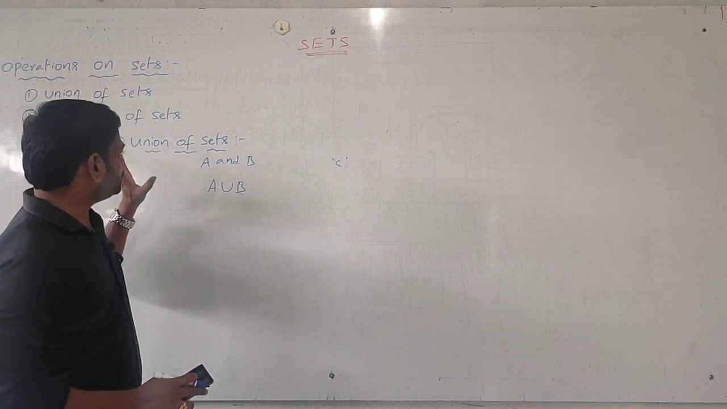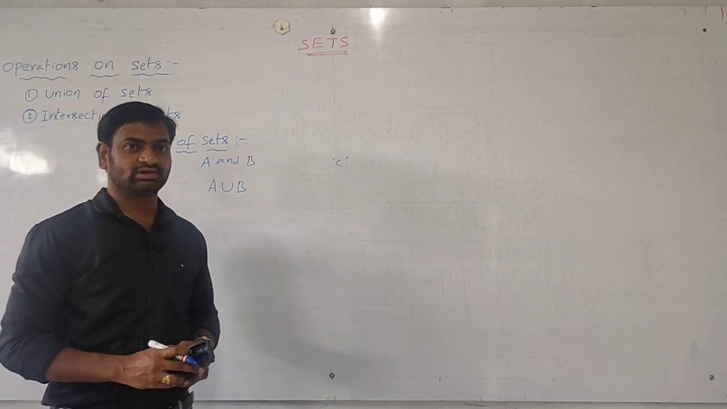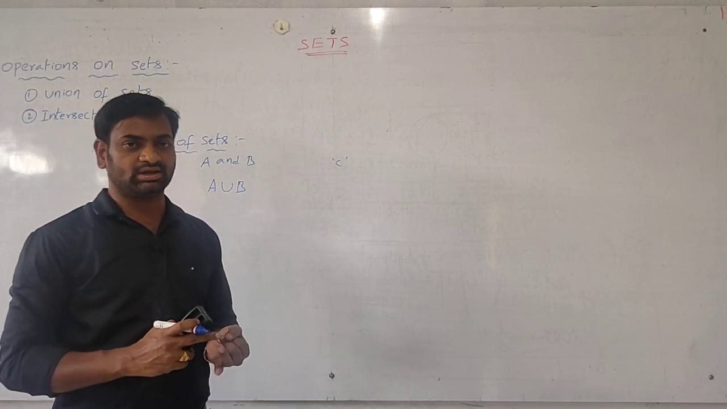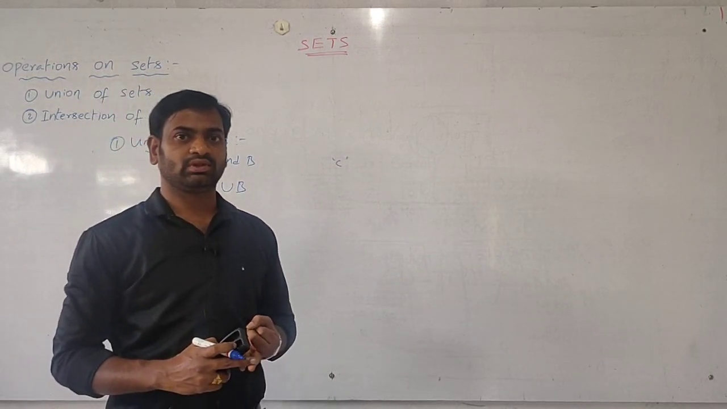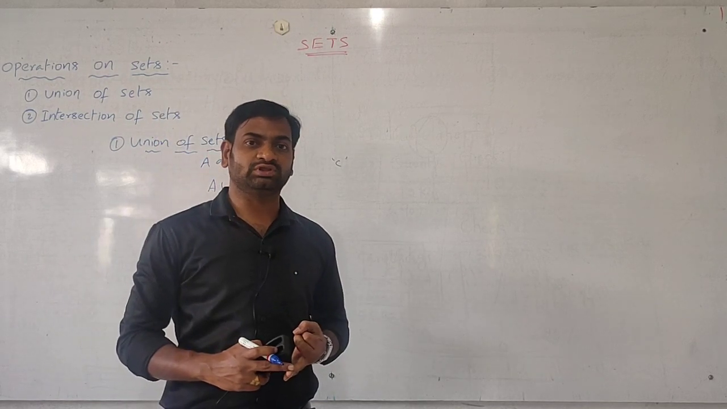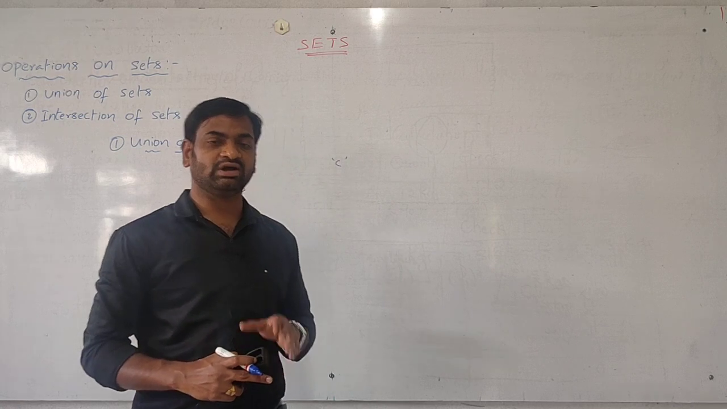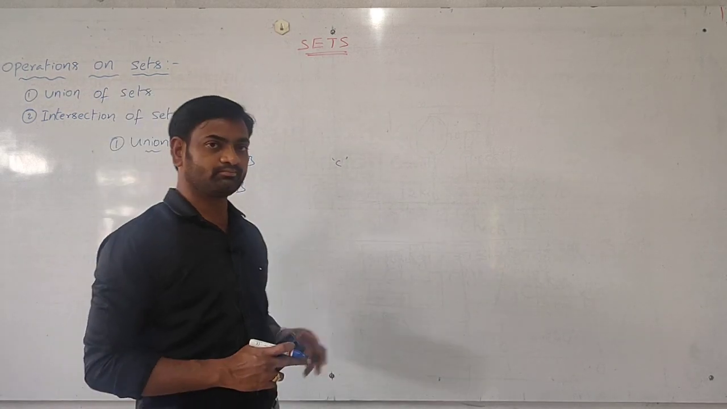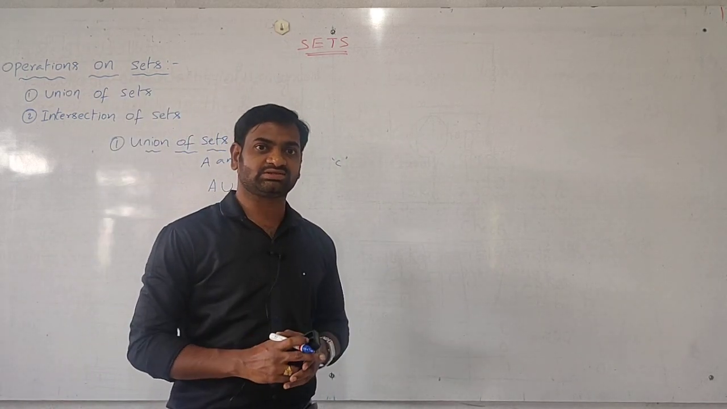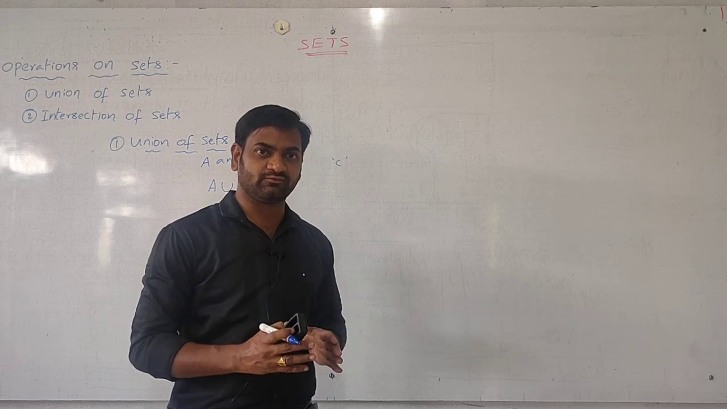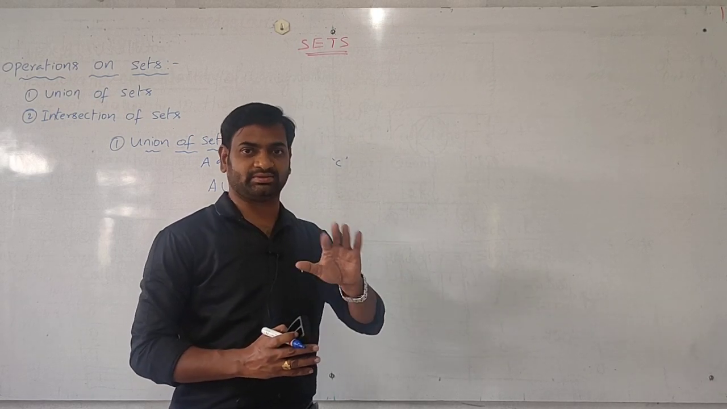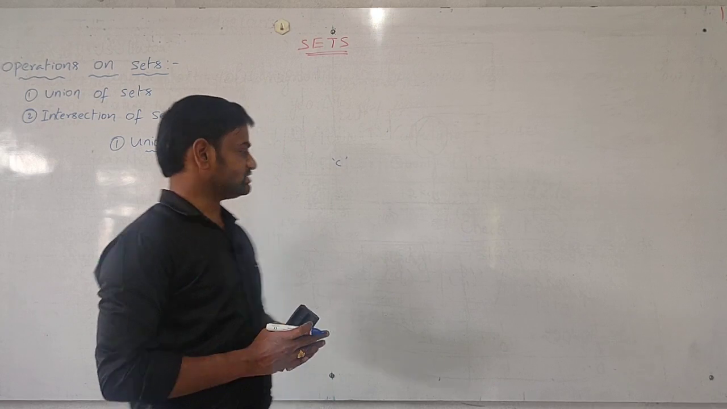So what is the union of sets? Let capital A and B be two sets. The union of these two sets is another set, C, which contains the elements of A and B. See the example.